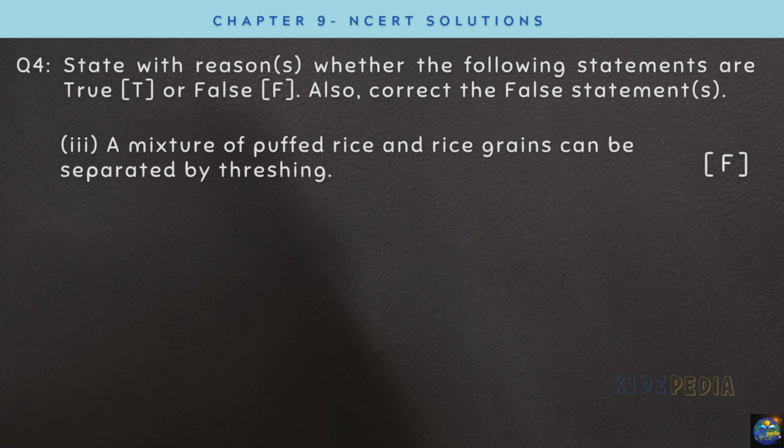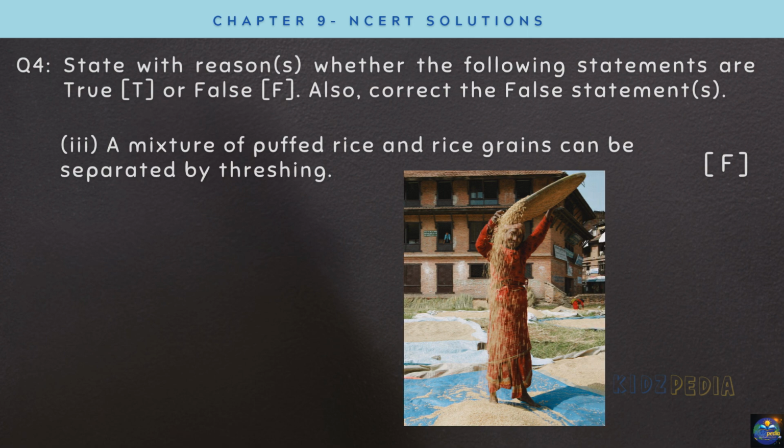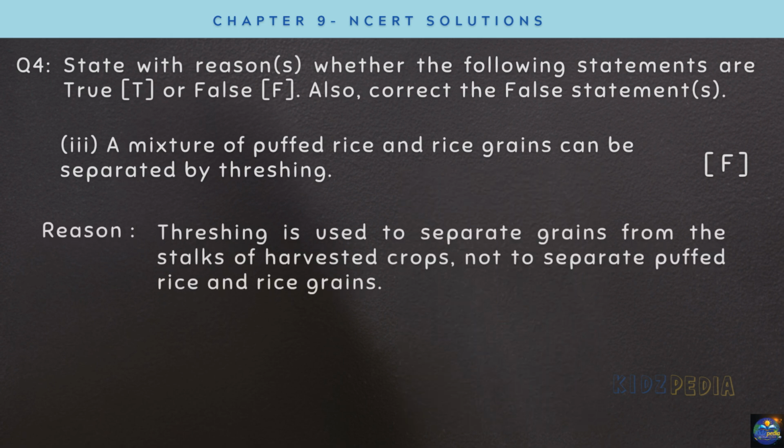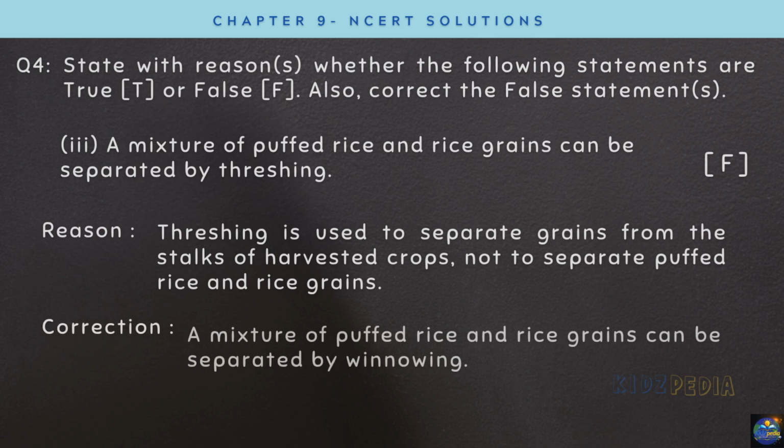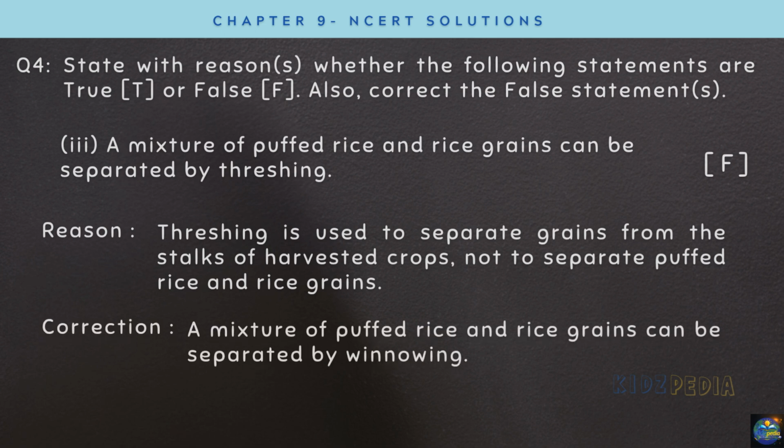So this mixture can be separated by winnowing. In winnowing, the mixture is dropped from a height in moving air or wind. The lighter puffed rice is blown away while the heavier rice grains fall down. So you can write the reason as threshing is used to separate grains from the stalks of harvested crops, not to separate puffed rice and rice grains. And the correction is a mixture of puffed rice and rice grains can be separated by winnowing.